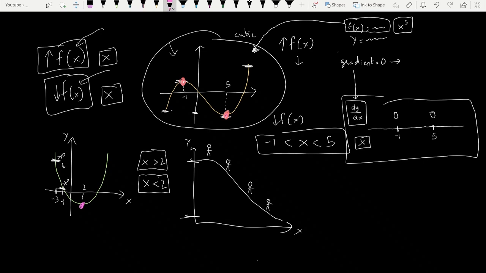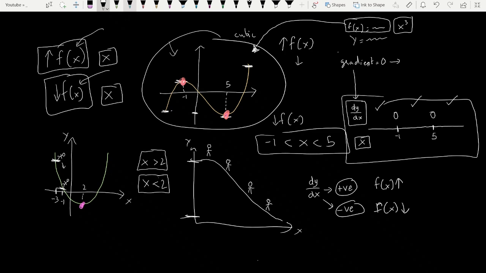Now you're going to test the sections. You've divided your number line into 3 parts: this first part, this second part, and this last part. What I need you to remember is that when dy by dx is positive, that's when your function is increasing. When it is negative, that's when your function is decreasing.